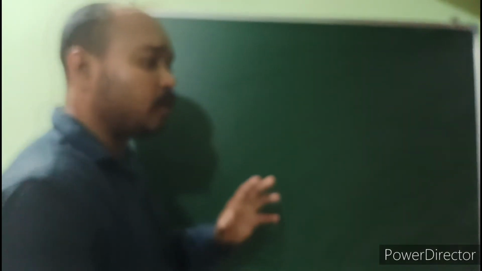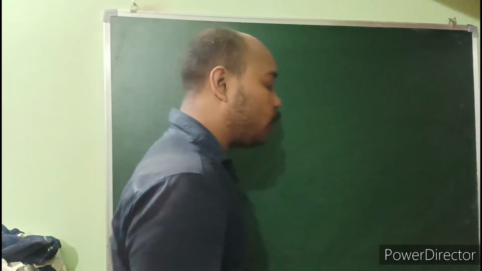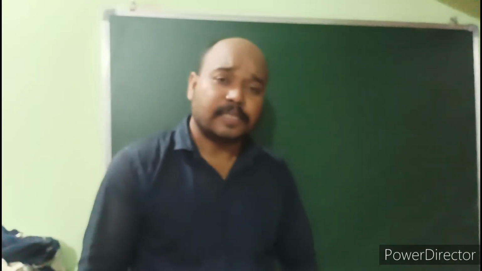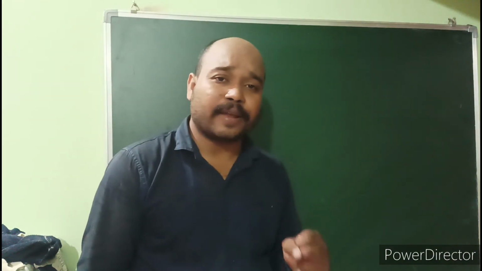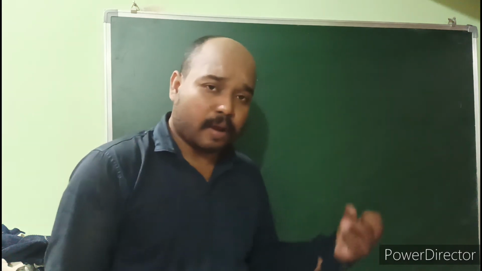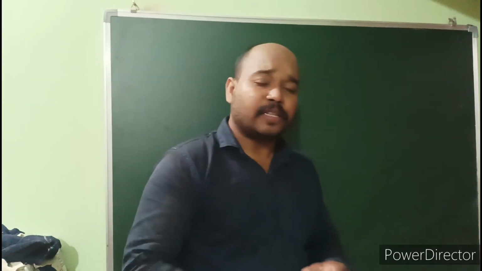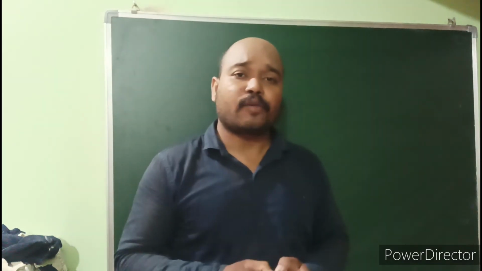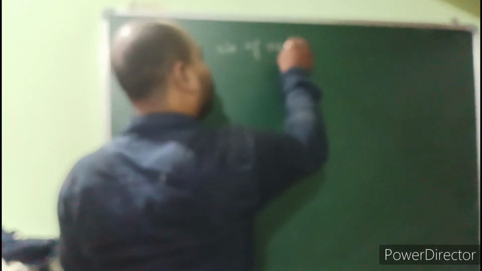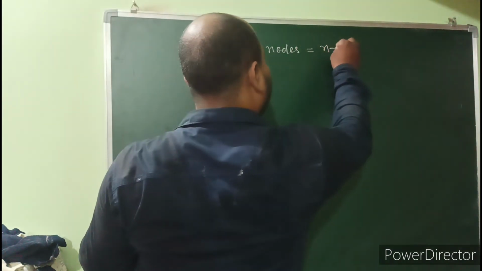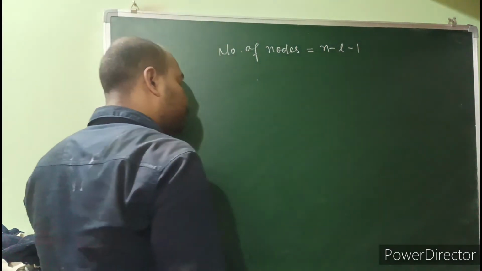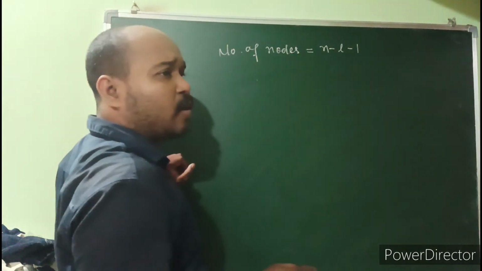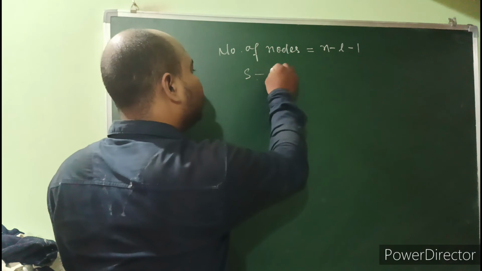Now we will discuss shape, orientation and nodes. I told you that orbitals are the region where the probability of finding the electron is higher, more than 90%. Similarly, the region where we don't get the electron is called a node or nodal surface. So to find the number of nodes, our formula is n minus l minus 1.